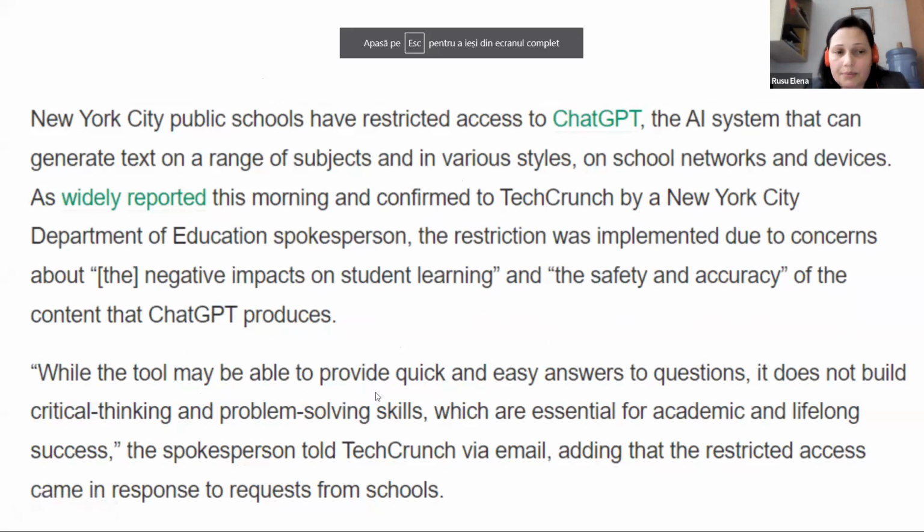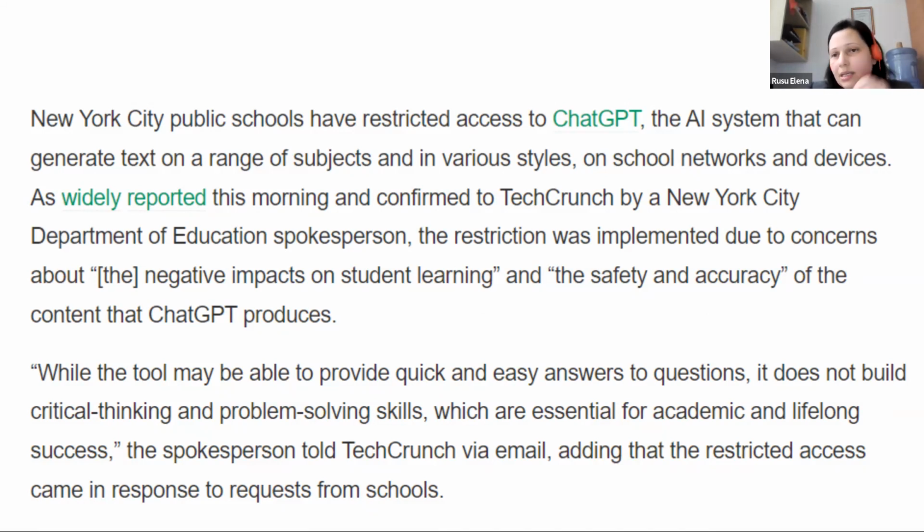And why do they ban? While the tool may be able to provide quick and easy answers to questions, it doesn't build critical thinking and problem solving, which are essential for academic and lifelong success. This was the reason why the American teachers decided to ban this site.